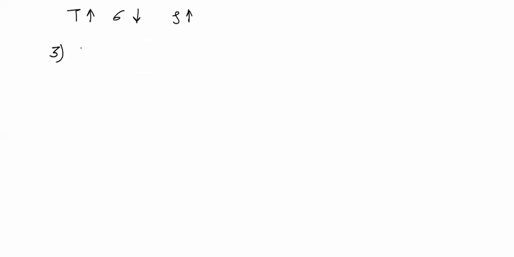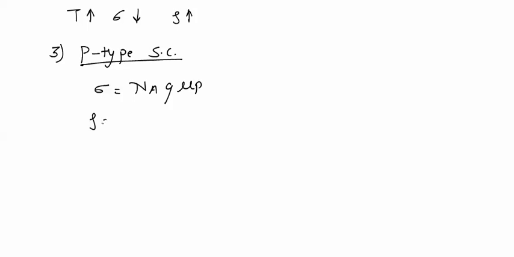Number 3, p-type semiconductor. In case of p-type semiconductor, conductivity is defined as sigma equal to Na into Q into mu p. If conductivity is equal to Na into Q into mu p, then resistivity will be the reciprocal of this, 1 upon Na into Q into mu p. With increase in temperature, conductivity of p-type semiconductor decreases, hence resistivity increases.